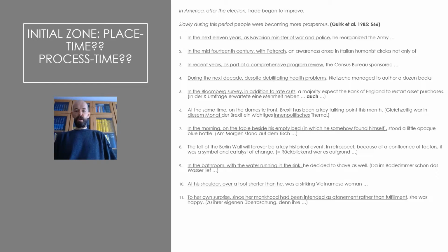At his shoulder, over a foot shorter than he, was a striking Vietnamese woman. Now this is interesting because over a foot shorter than he is a kind of subject complement that modifies the Vietnamese woman, which is a little unusual, but often found in literary texts, of course.